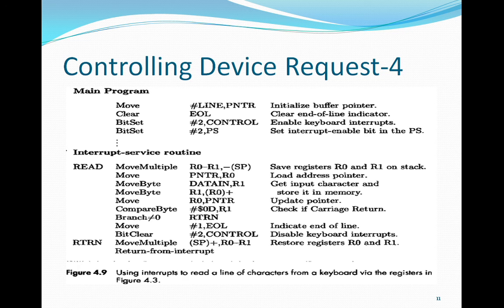When the end of the input line is detected, the interrupt service routine clears the EN bit in the control register, as no further input is expected. It also sets the variable EOL, end of line, to 1. This variable is initially set to 0. We assume that it is checked periodically by the program main to determine when the input line is ready for processing.